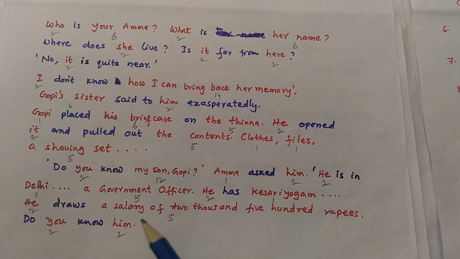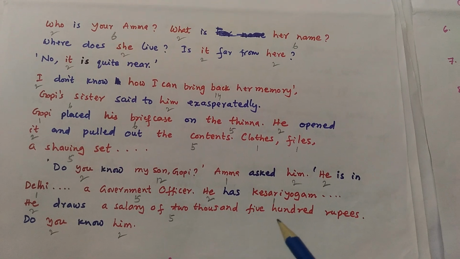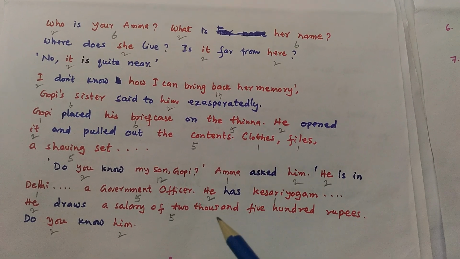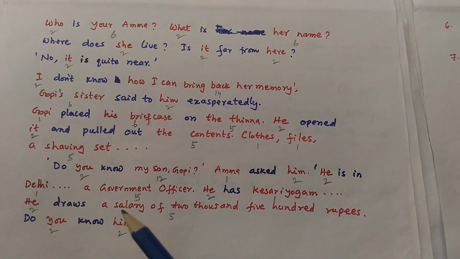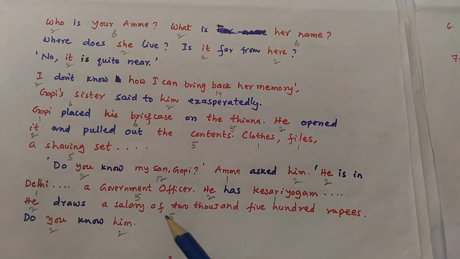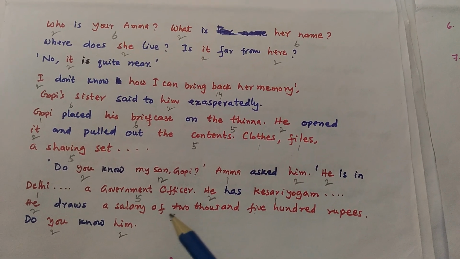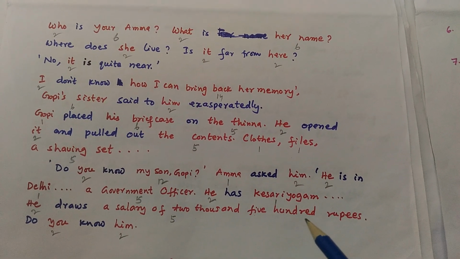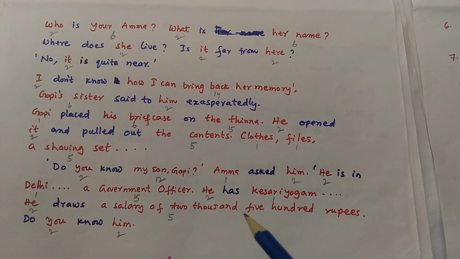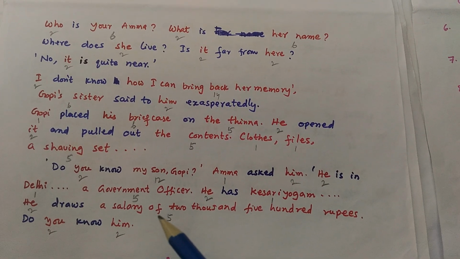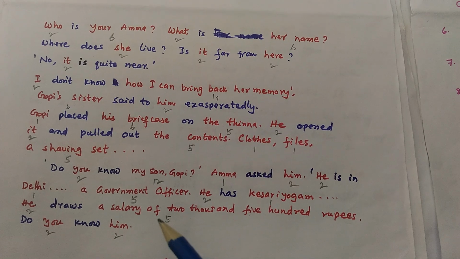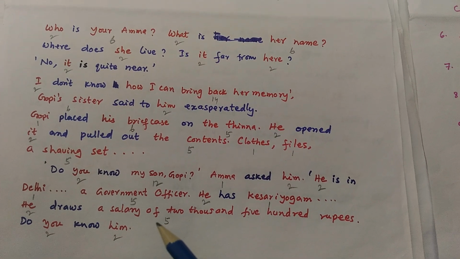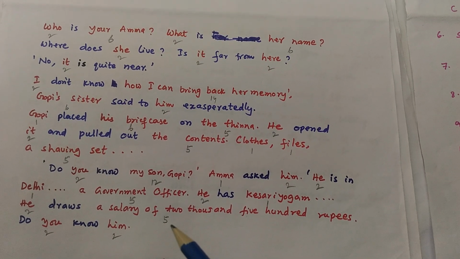For example, a salary of 2,500 rupees is a noun phrase because a noun plus the prepositional phrase of 2,500 rupees is also called noun phrase, and also before and after of we have the nouns, and this is also called noun phrase. That is the indicator number 5.